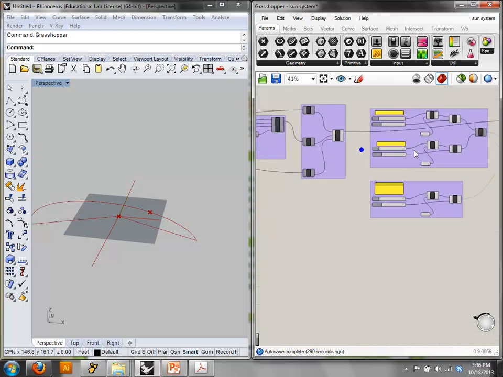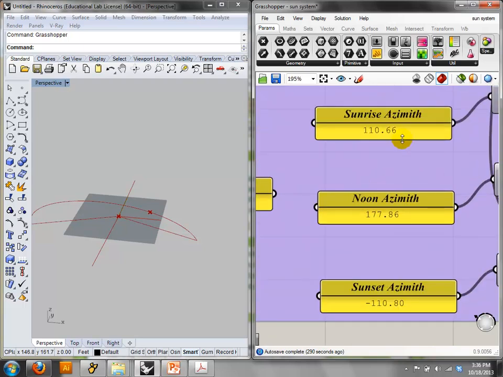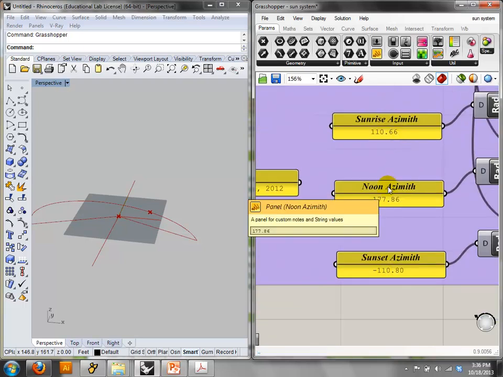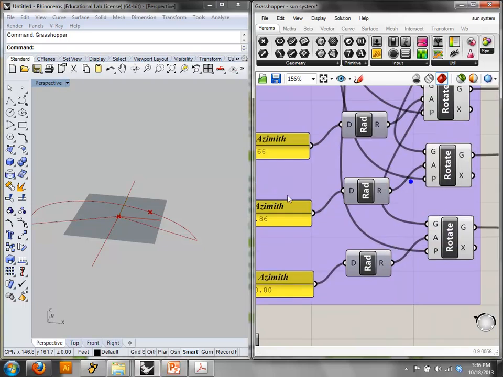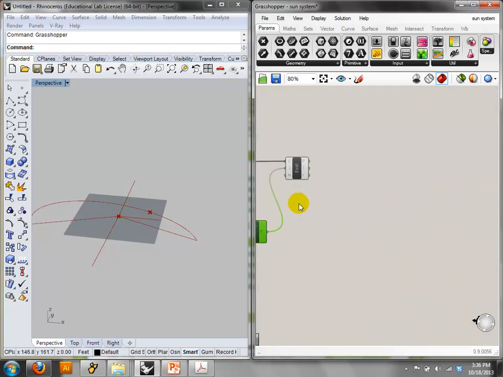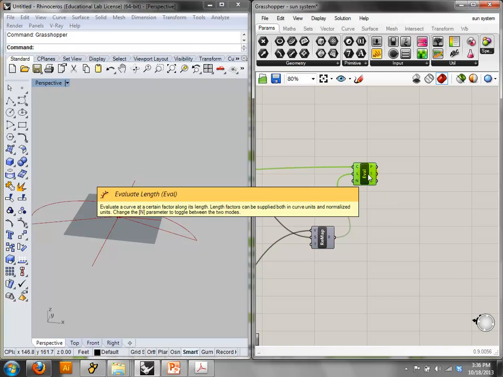Actually, I could probably make this into a component where you just plug in these numbers and the time of day and you get that point, okay? A lot of work, but once you've got it, you can use it to do lots of things. And so that's the basis of this script, okay? Any questions on the sunlight script?